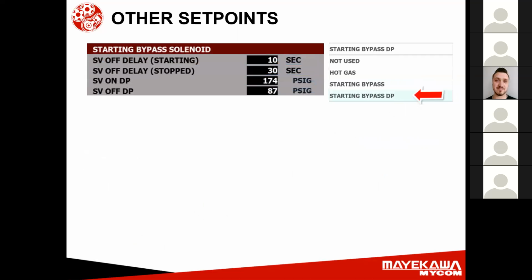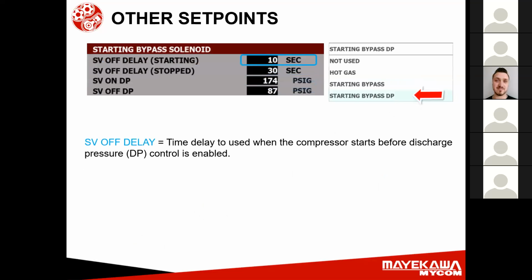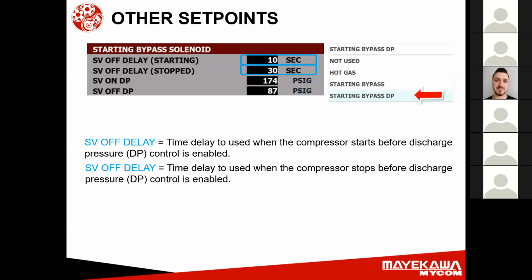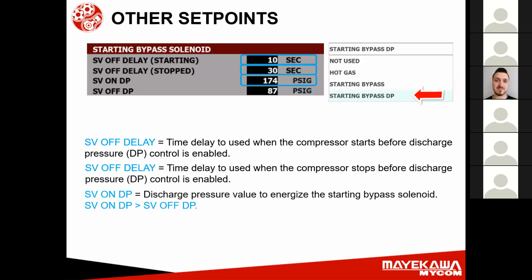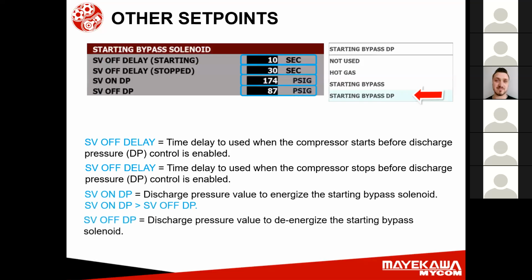When selecting starting bypass DP option from the drop-down menu, the set points included are SV off delay starting time, which prevents discharge pressure control during initial starting of the compressor. SV off delay stopping time prevents discharge pressure control when the compressor stops. SV on DP is the pressure setting to energize the starting bypass solenoid. This value must be greater than the SV off DP setting. SV off DP is the pressure setting to de-energize the starting bypass solenoid.